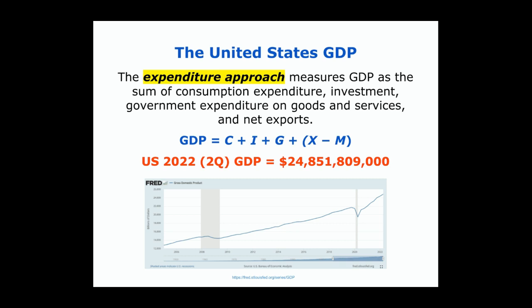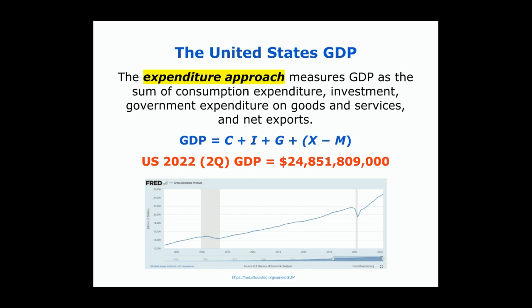For 2022, in the second quarter, when we add all that together, we come to $24,851,809,000,000. That's the GDP for the United States for 2022, if we're calculating it at the mid-year point in the second quarter of 2022. And you can see over time, this line here is the GDP. If we go back from 2022 to 2012, it was about 16 trillion, and go back a little farther, it's probably about half.